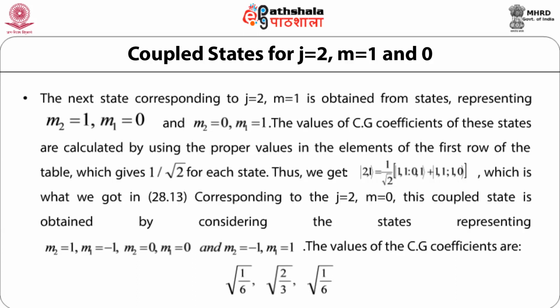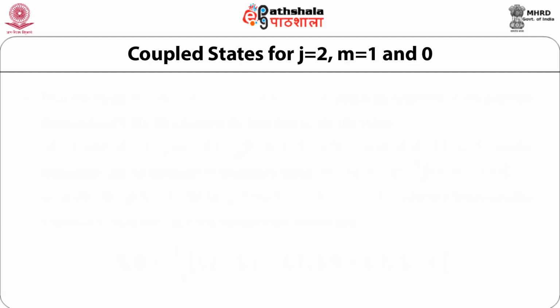And if we put in these values of m2 and m1 for these three different states in the tables for the Clebsch-Gordan coefficients, then the corresponding coefficients turn out to be 1 by root 6 for m2 equal to 1 and m1 equal to minus 1. The value of the coefficient is root of 2 by 3 for m2 equal to 0 and m1 equal to 0, and the value is root of 1 by 6 for m2 equal to minus 1 and m1 equal to 1. Coupled states for the total angular momentum j equal to 2, 1 and 0.